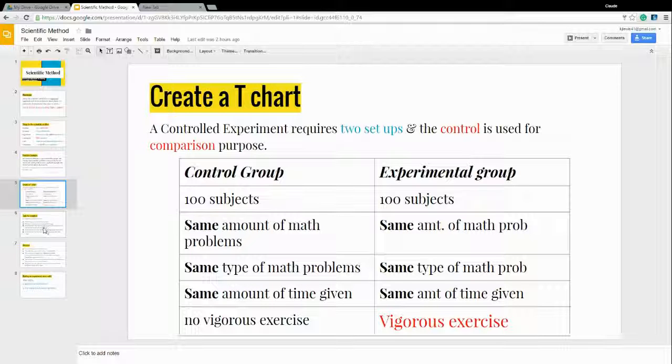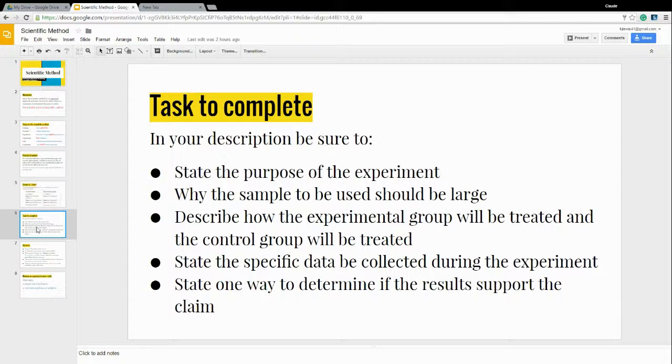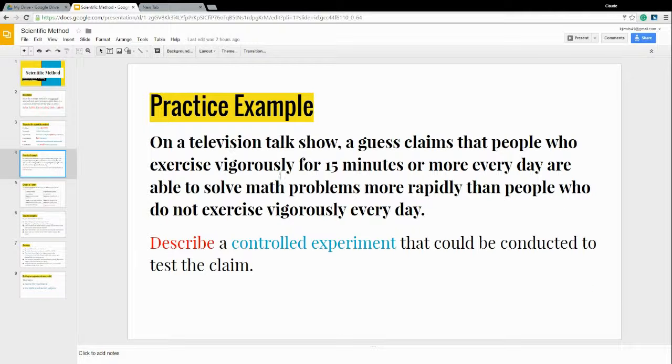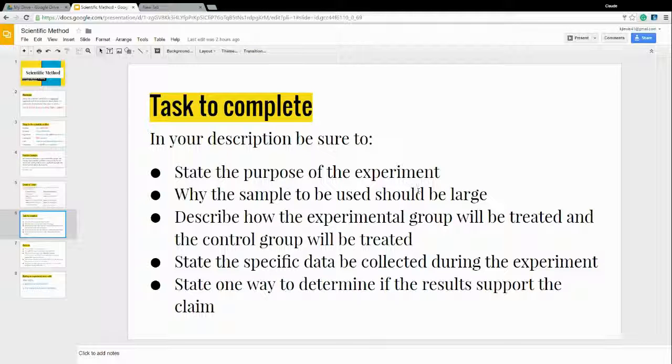Okay, now we can tackle each bullet. It says, state the purpose of the experiment. I know what the purpose is. From here, see that right here? A guest did this. A guest claimed, right? So we want to make sure that claim that was made is true. So the purpose of the experiment is to test the claim.